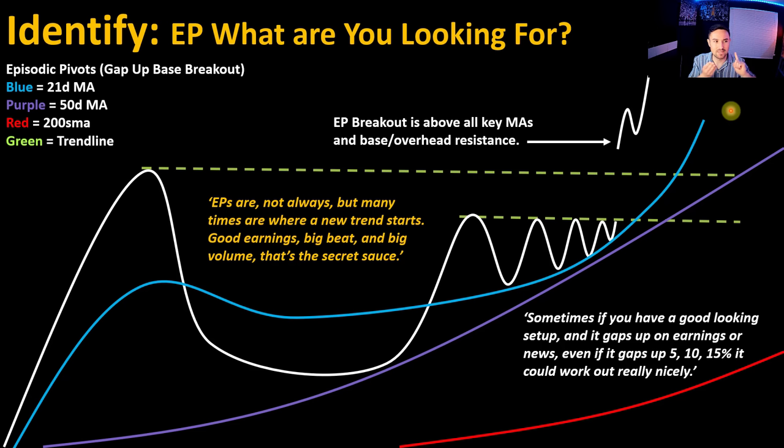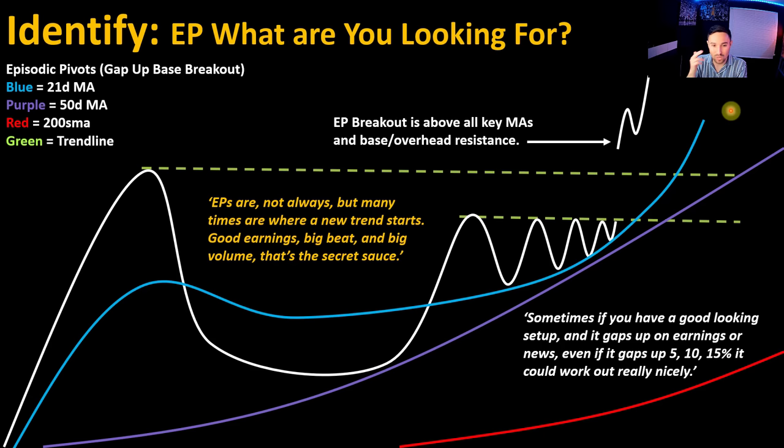We're now going to go into EPs. What on earth is an EP? An episodic pivot, which I didn't really understand the name. To me, the dictionary definition of episodic does not really define this, nor do I really think about it as a pivot. So if you don't like the name, like I don't like the name, I think of it as a gap up base breakout. Invariably, it happens on earnings as well. So EP, gap up base breakout, same kind of things, right? Whatever works for you to describe it, do that pretty much.